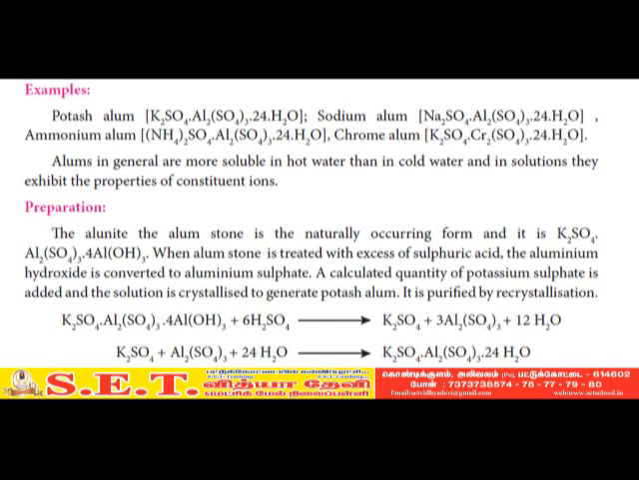Listen students, the product of the first step reaction is K2SO4 plus 3Al2(SO4)3 plus 12H2O. And then this product is treated with excess of water, 24 molecules of water, and the alum stone is obtained.